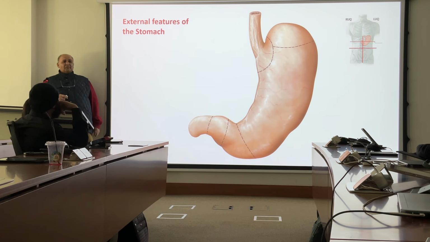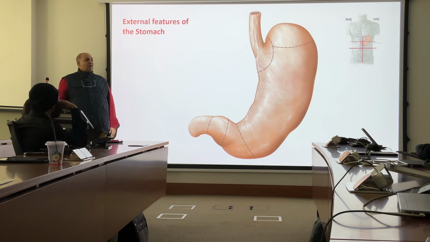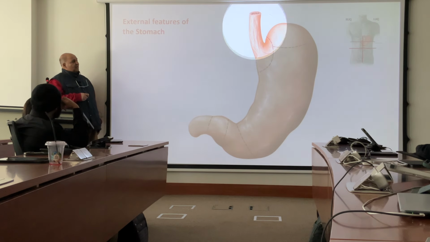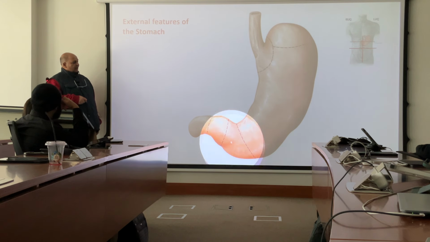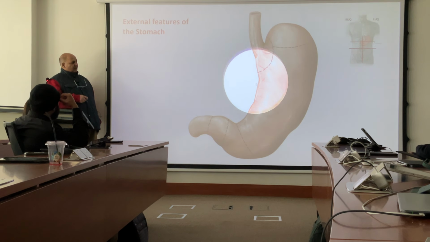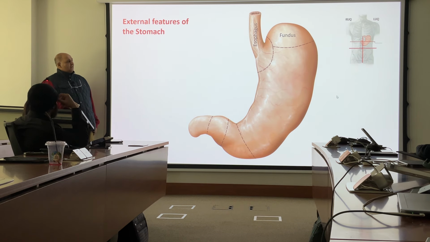When we look at the stomach, we said there are different parts of the stomach. So the different parts of the stomach, we can see that this is the esophagus, this is the cardia, this is the fundus, this is the body, that is the pyloric area, that's the duodenum. There is a curvature, one is small, one is big. So let's label it.